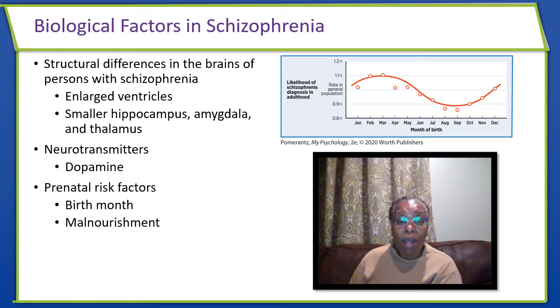And then there are risk factors based upon pregnancy, in terms of what month they were born in, as I mentioned, and then how was mom eating? Was the expected mother eating appropriately? Is there any kind of malnourishment? Studies have indicated that when malnourishment has been present, it increases the risk of getting schizophrenia.